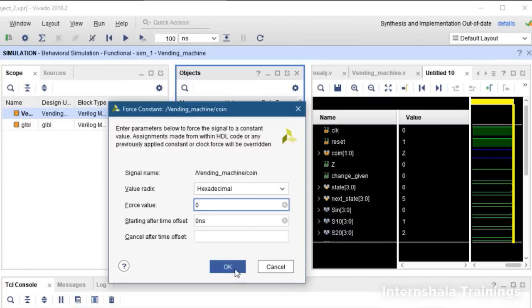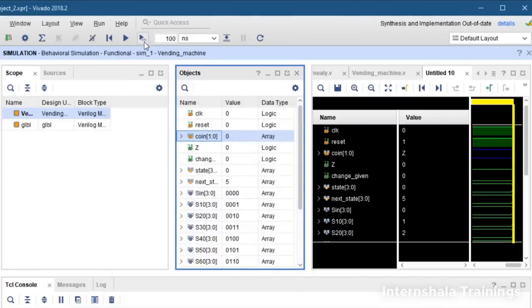I give it 0. 0 means 10 rupees. Okay, so we start it. You can see that the state is changing. I run for 1 more clock cycle. This is very important. This thing we had done in the FSM based pattern recognizers also. You should run for only 1 clock cycle. I set the coin value again to 0, that means again 10 rupees, and I run it.